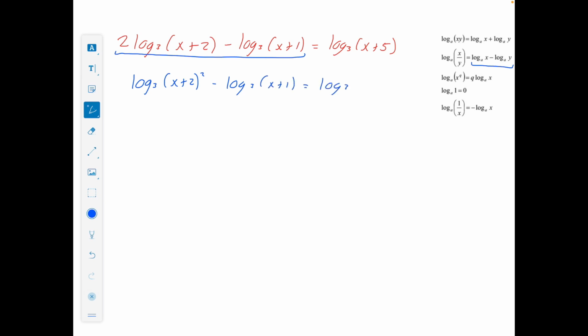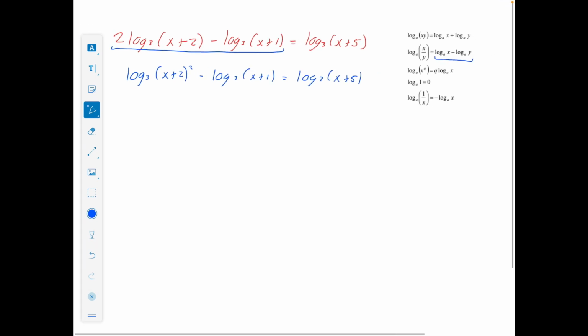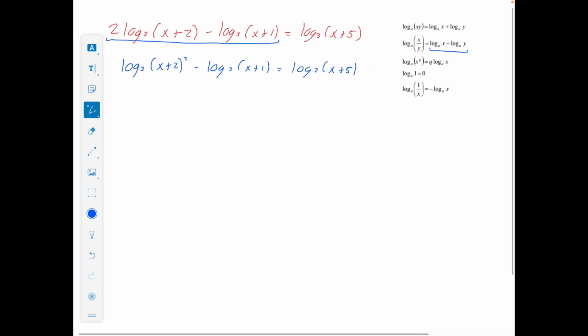And then we still have our minus log to base 3 of x plus 1 is equal to log to base 3 of x plus 5. Now our rule matches up exactly with law 2 here with the subtraction. So we can divide. So we'll have log to base 3 of x plus 2 squared divided by x plus 1 is equal to log to base 3 of x plus 5.